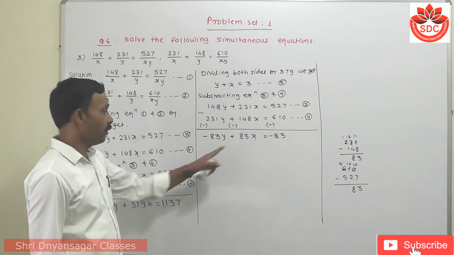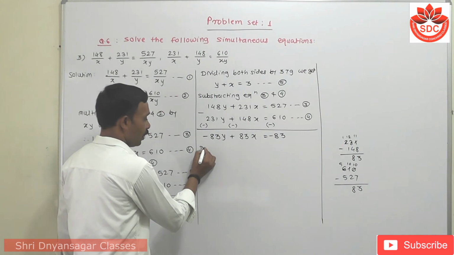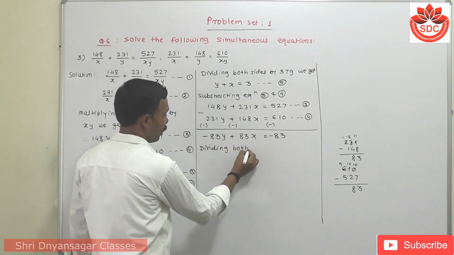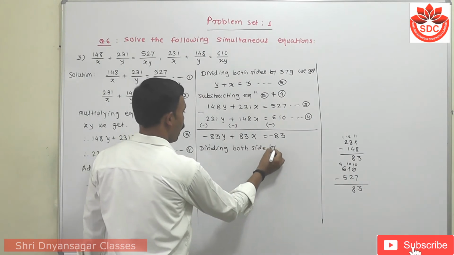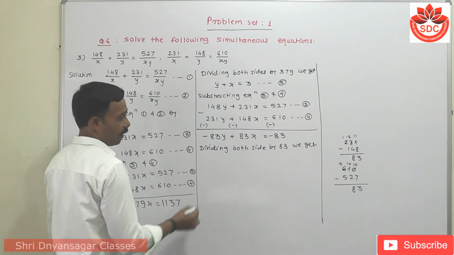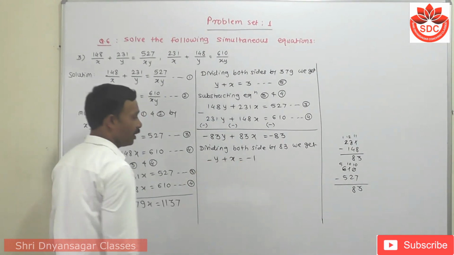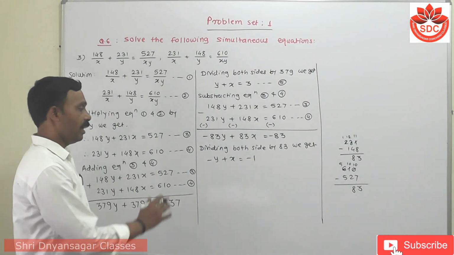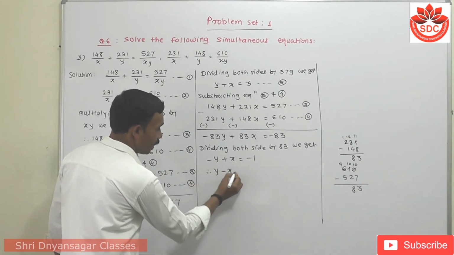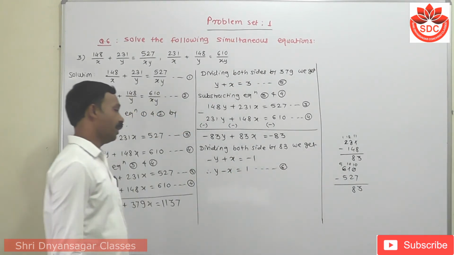Now observe carefully, we can simplify by using 83. So here dividing both sides by 83 we get, minus y plus x is equal to minus 1. Student, we can also change their signs. So I have to write here y minus x is equal to 1. Let this be equation number 6.